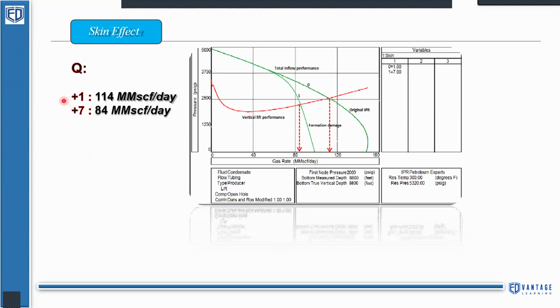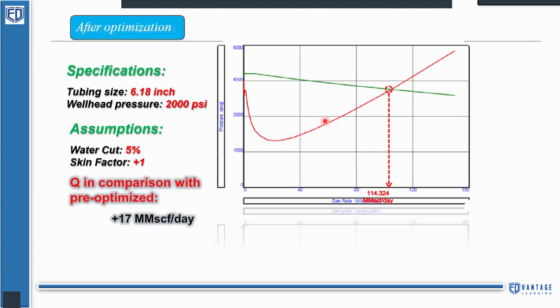See, for a skin of +1, it is 114. For a skin of +7, it is 84. If you can see, there are two IPR curves, because skin is only a reservoir effect, not a wellbore effect. So if I take a skin of 1 and then +7, I'll get a narrower IPR. So substantially my flow rate is also reducing. The optimum point is reducing. So there is a formation damage. I can mitigate this by doing a matrix job or an HF job or whatever stimulation jobs.